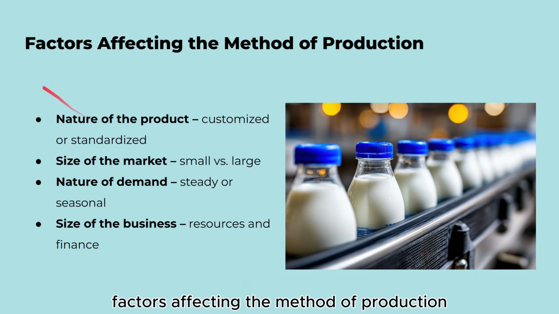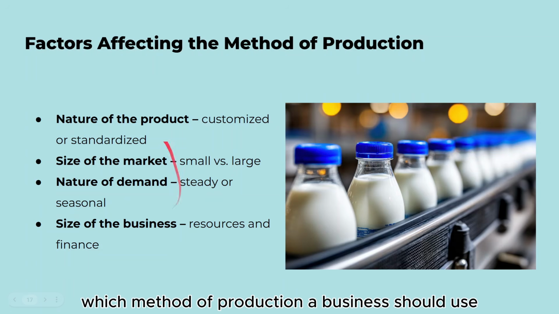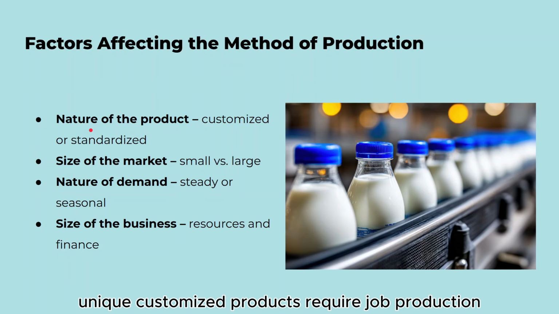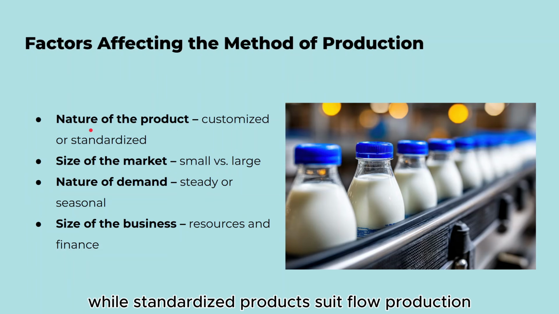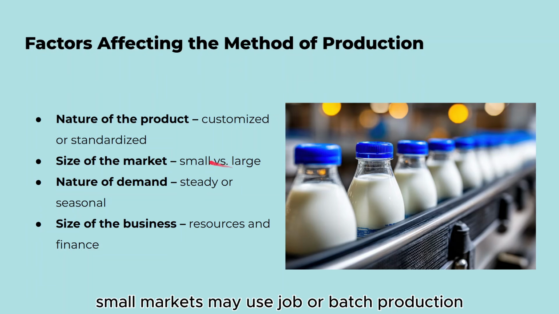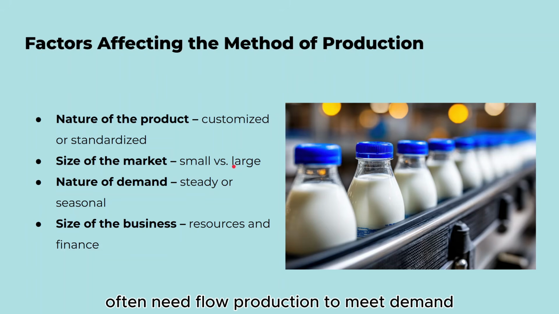Factors affecting the method of production. Several factors determine which method of production a business should use. The nature of the product is key. Unique, customized products require job production, while standardized products suit flow production. The size of the market also matters. Small markets may use job or batch production, but large markets often need flow production to meet demand.